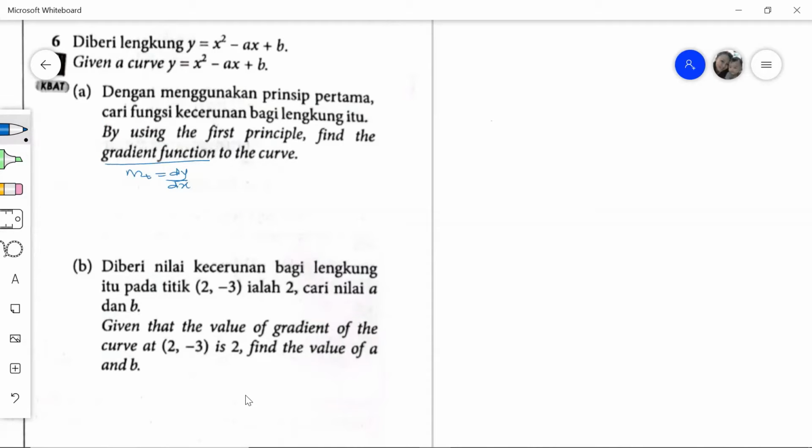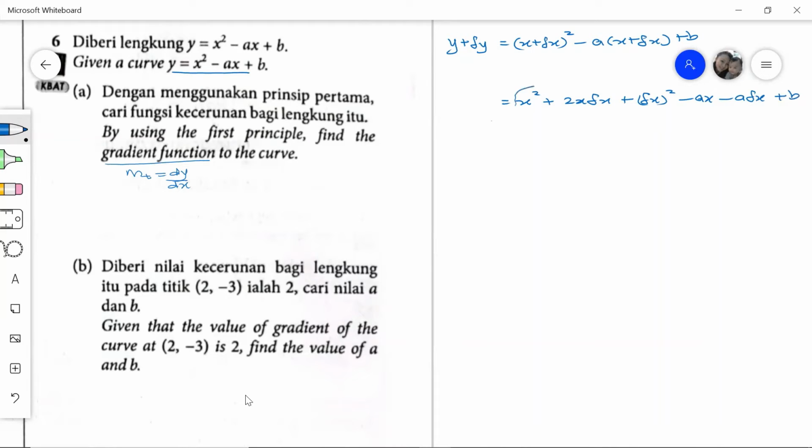By using the first principle, we just need to add del y to our original function, which equals (x plus del x) squared, so each x will experience a small change of del x, minus a times (x plus del x), plus b. All right, now we expand this. So we have x squared plus 2x del x plus del x squared, minus ax minus a del x, plus b.